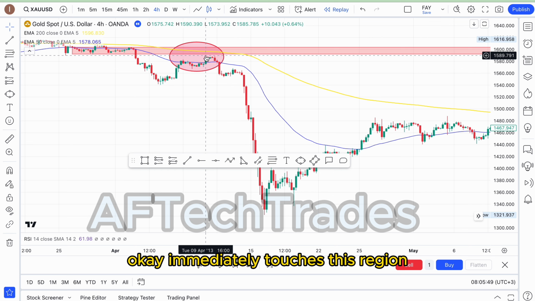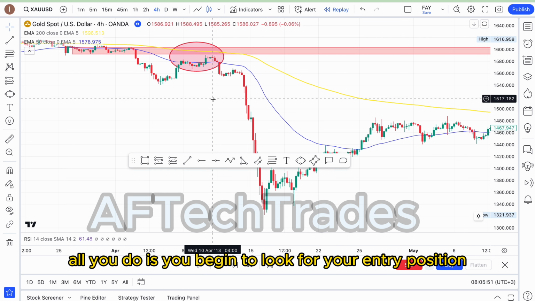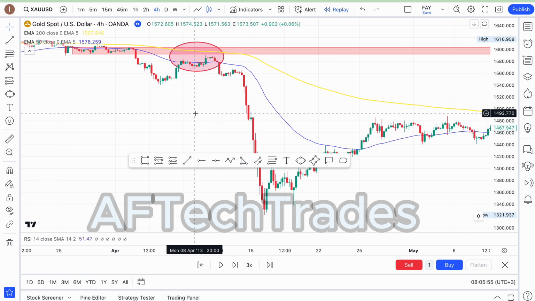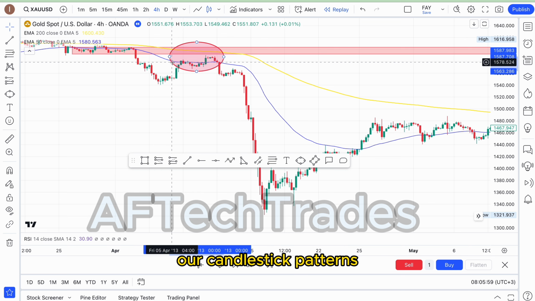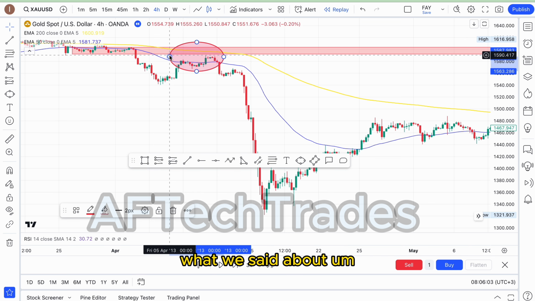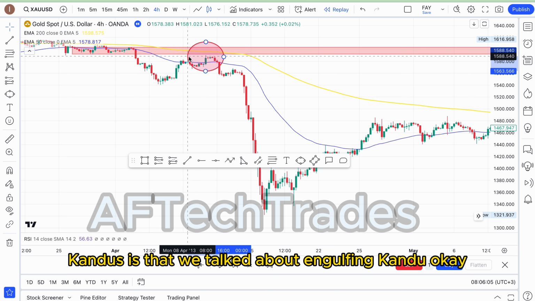Okay. Immediately it touches this region, all you do is you begin to look for your entry position. If you also have watched our candlestick patterns, what we said about candles is that we talked about the engulfing candle.